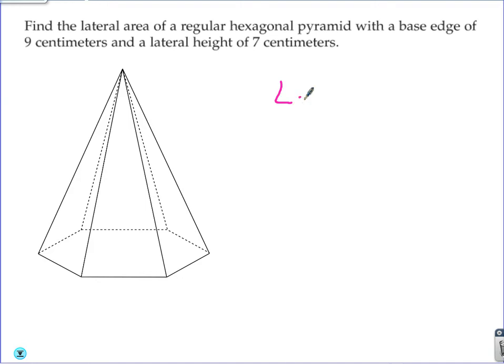Lateral area equals 1/2 PL. And notice that L is the slant height. P is the perimeter of the base. L is a slant height. Find the lateral area of a regular hexagonal pyramid with a base edge of 9. And that's all the edges because it says it is regular. And it has a lateral height of 7. So that's easy.